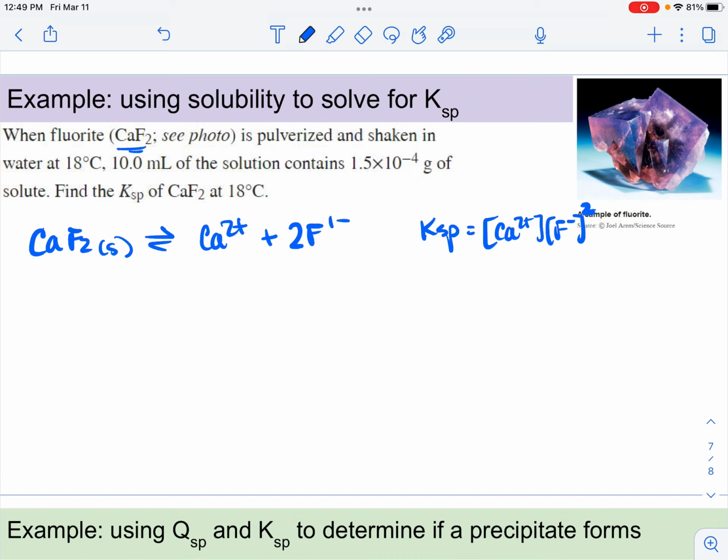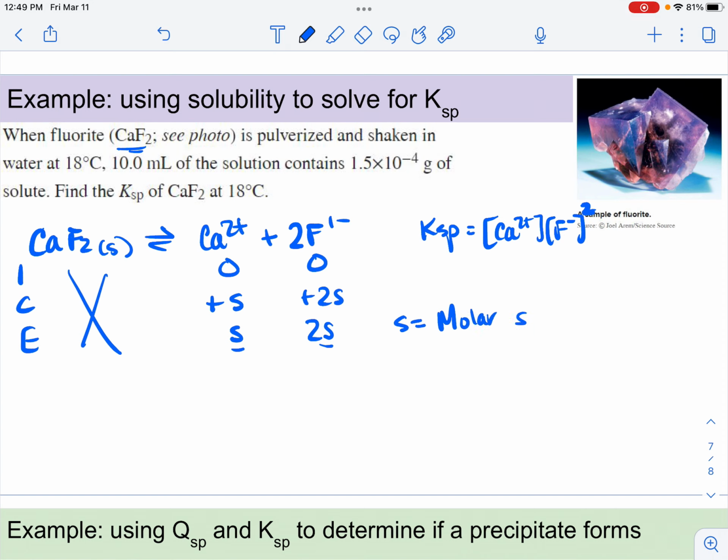Okay, and now I'm going to see what I can do. I'm going to set up my ice chart. Remember, this is a solid, and these are zeros. If you want to change it to s's, now you can. Remember that this would be plus s, and this would be plus 2s. So this is 2s and s, or s and 2s in that order. And technically, if I want to solve for KSP, I need to know the value of s. So s has to be molar solubility, the most that will dissolve in the units of moles per liter.